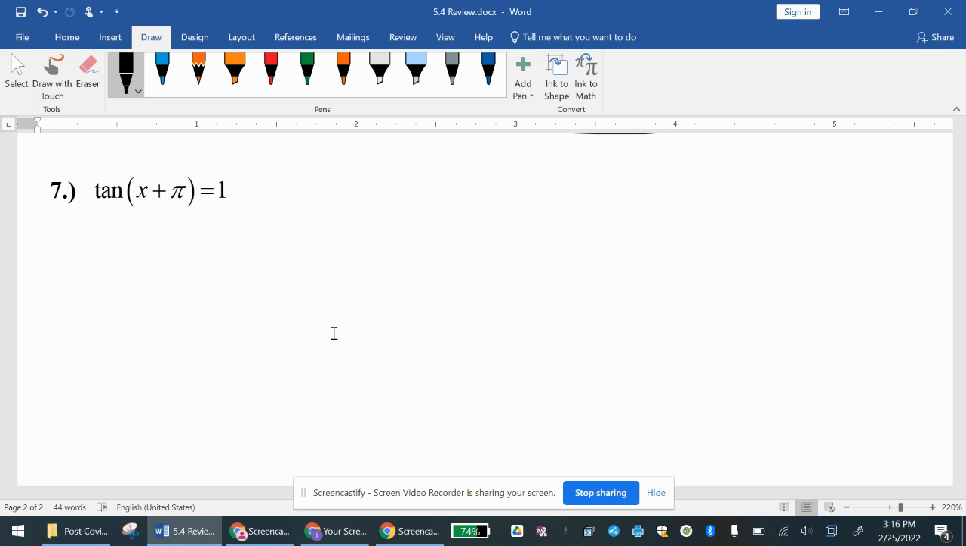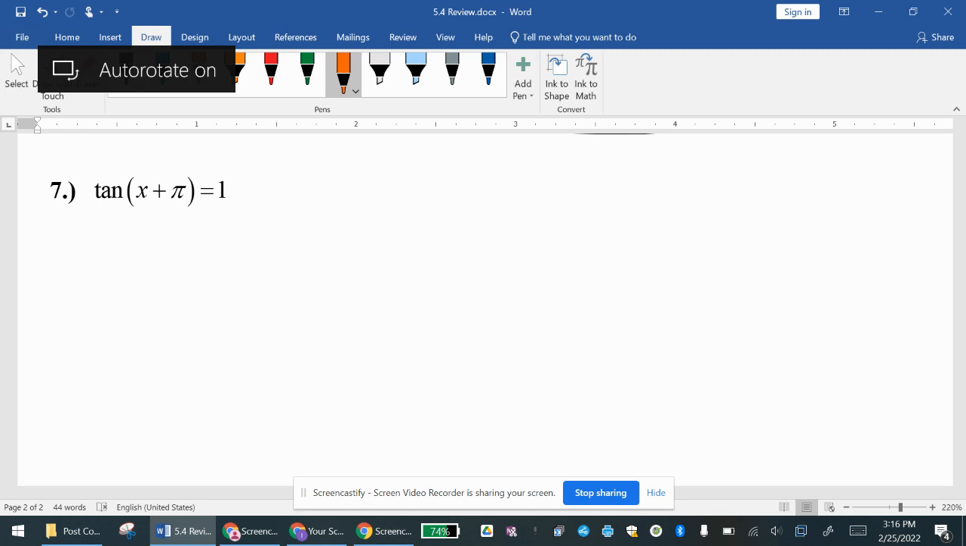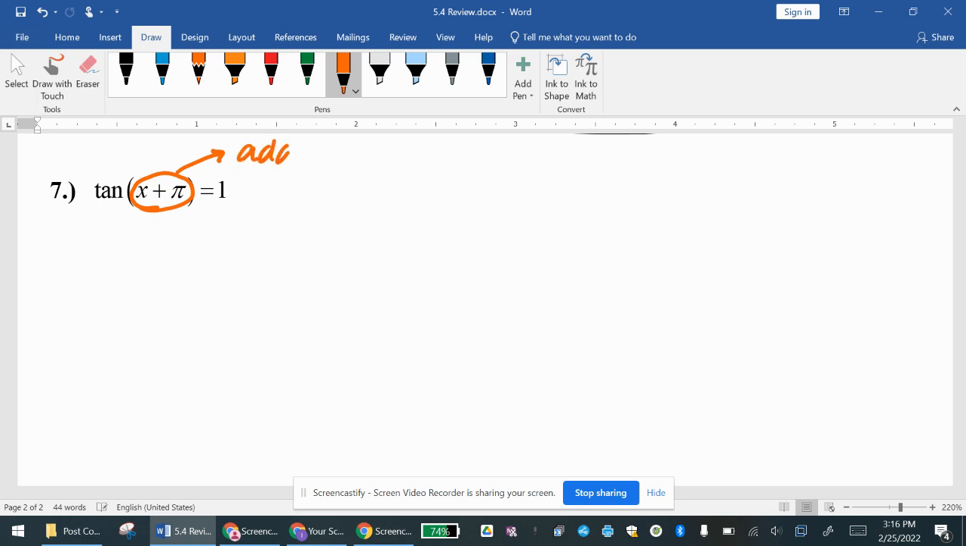Okay, so the first thing you want to do in this problem is notice that the angle is being added with pi. So you're going to have to do the same thing to the domain. So you're going to have to add pi to the domain. Okay, and you're going to focus first on these two values to begin with.